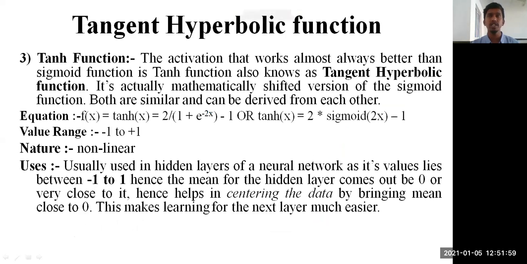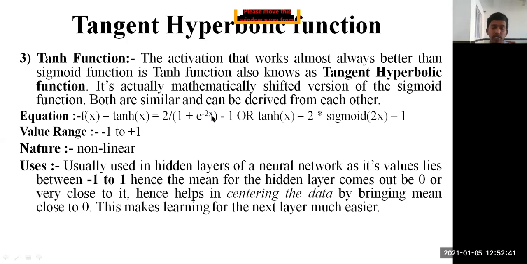The next activation function is the tanh function, that is the tangent hyperbolic function. This is a very important activation function, which is better than the sigmoid function, but sometimes it is not preferred for varied reasons. This activation function works almost better than the sigmoid function, but it is mathematically similar to the sigmoid activation function. Both are similar and can be derived from each other. You can see f of x is equal to tanh of x, which is equal to 2 by 1 plus e power minus 2x.